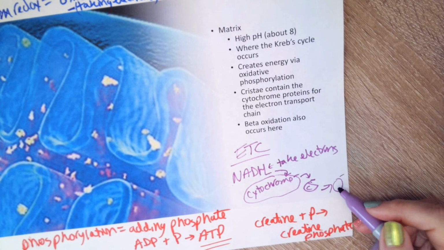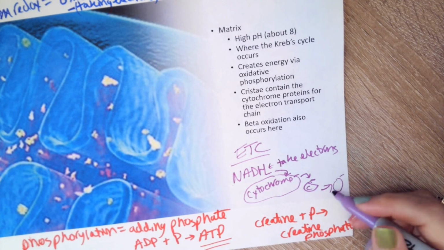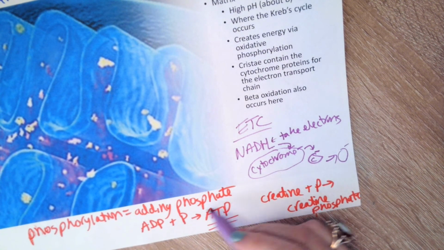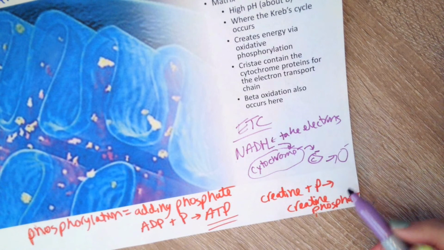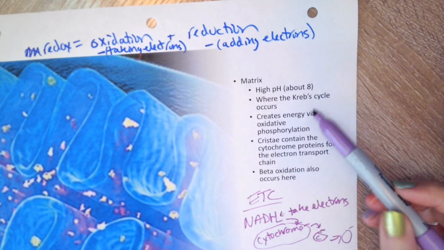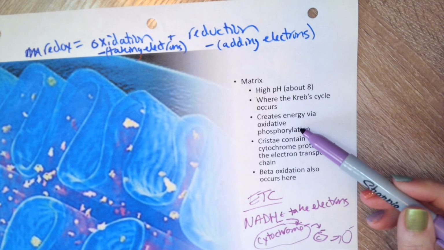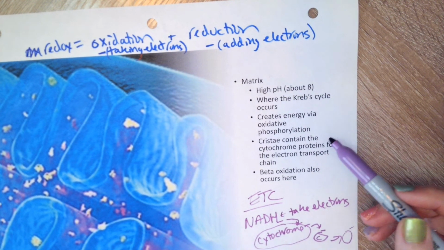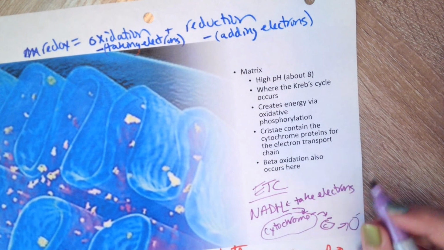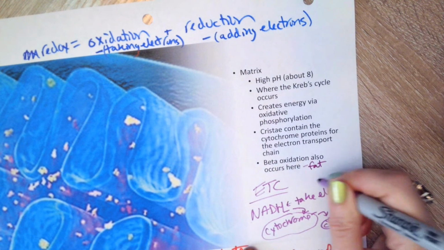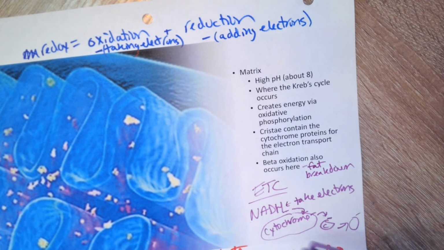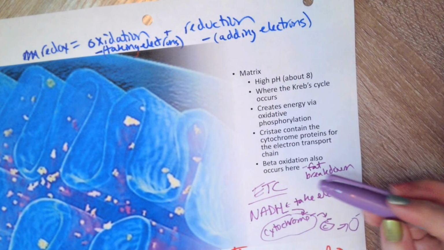So we are adding the electron to the oxygen in the end, and all those bouncing electrons create the energy to add the phosphate to ADP, and we get ATP. So that is what oxidative phosphorylation is. So we are doing the Krebs cycle, we're doing oxidative phosphorylation in the form of the electron transport chain. We're also doing beta oxidation in the matrix. This is the fat breakdown, getting fats ready for the Krebs cycle, where we can do oxidative phosphorylation on them too.